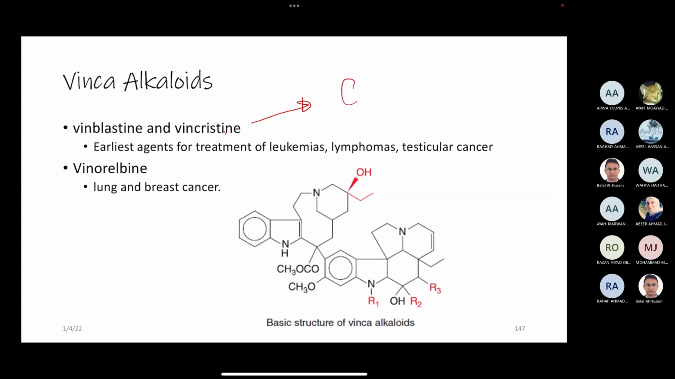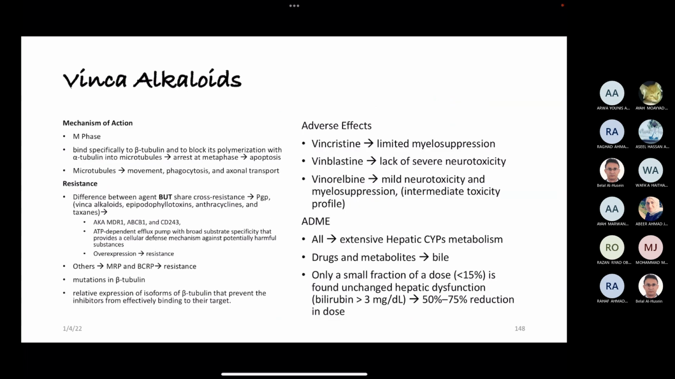the trade name of vincristine is Oncovin, and it's sometimes used in protocols like as an O. Those are historically the oldest agents. They have been used for leukemias, lymphomas, testicular cancers. We have another drug called Vinorelbine. This is 3. Vinorelbine is used in lung and breast cancer. And we have Vinflunine, and it is used for breast cancer. So it's not mentioned in the textbook.